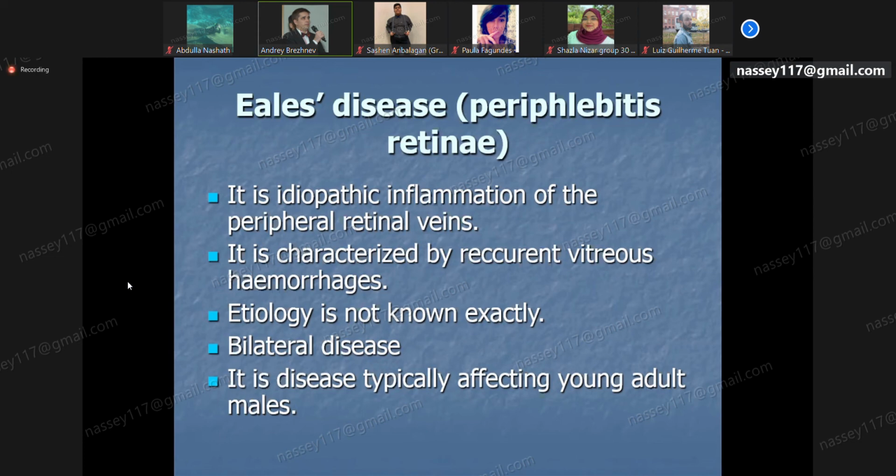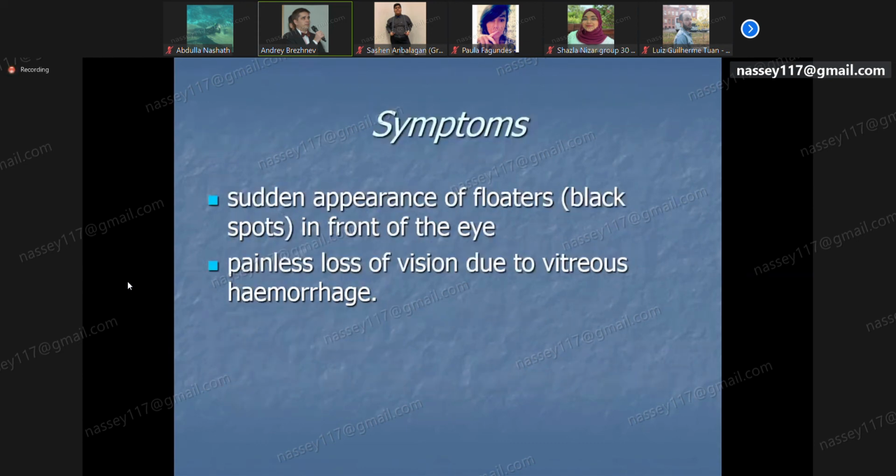So it is a bilateral disease, typically affecting young adult males. The common presenting symptoms are sudden appearance of floaters in form of black spots, usually. What are your complaints? I see black spots or flies in front of my eyes, the patient said. Or painless loss of vision due to vitreous hemorrhage. In the early stage, the affected veins are congested and show sheathing. Superficial retinal hemorrhages may be present near the affected veins.